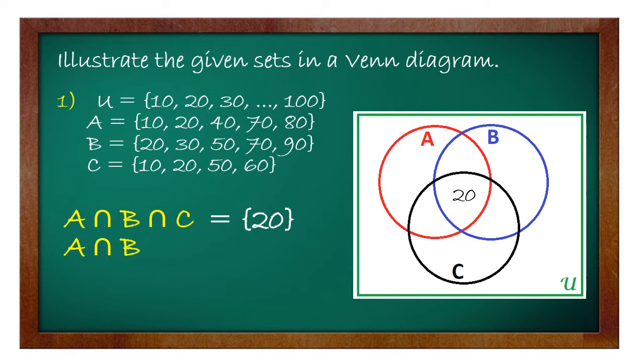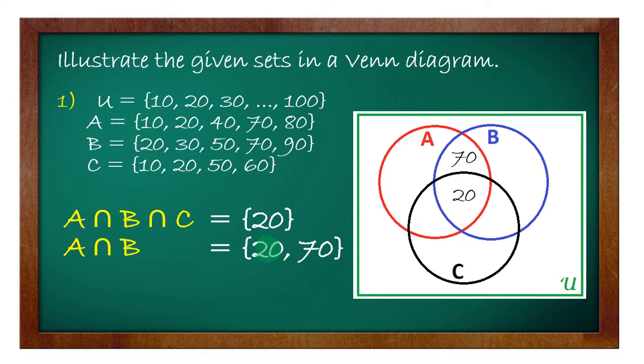May common elements ba si set A at si set B? Meron. That is 20 and 70. Pero bago natin ilagay yung intersection ni set A at ni set B, aalisin muna natin yung intersection ng tatlong set kasi nasulat na natin siya sa Venn diagram. So, ibig sabihin, aalisin natin yung 20 at ang matitira ay ang 70. Yun na lang ang ilalagay natin sa intersection ng set A at set B.